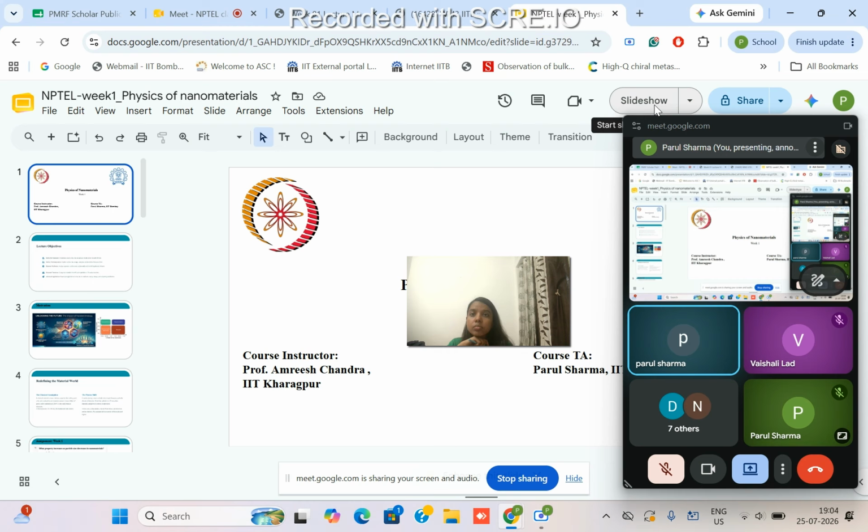And when we will be in the strong confinement region, when particle size is significantly smaller than both the electron and hole Bohr radii, the individual kinetic energy, which is proportional to 1 by r square, will dominate over the Coulomb interaction. So it will decouple the whole electron wavefunction into independent quantized states.